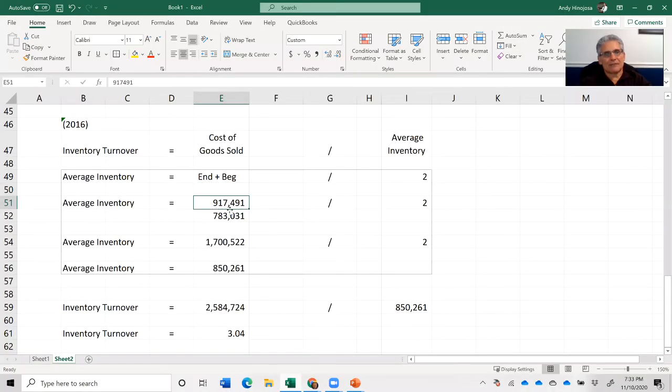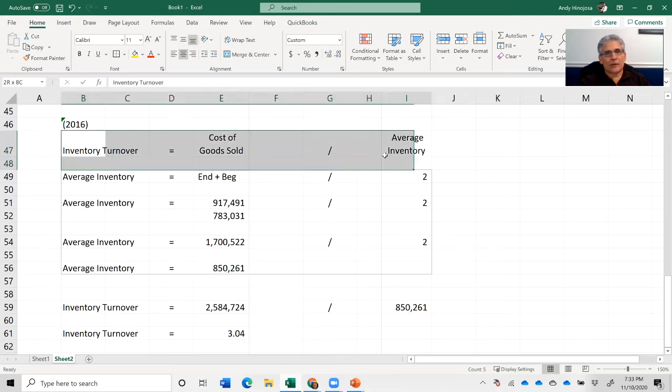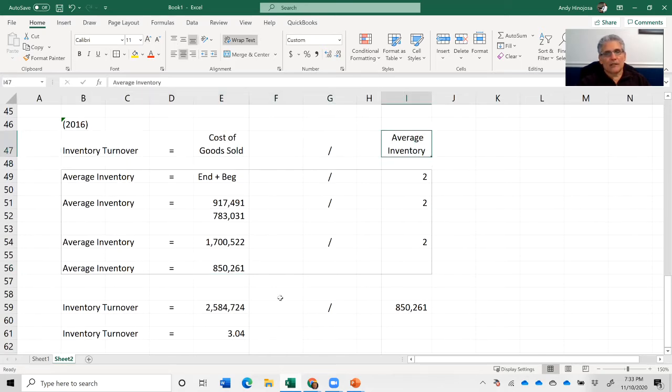So 917,491, 783,031. We're going to add those two together, and that comes up to 1,700,522. That is going to be divided by 2, and that gives us 850,261. So that becomes our average inventory. From here, we're going to go back to the original formula. We've just figured out what goes here, which we'll plug in here. This is the 850,261. We just computed it, and that goes here, average inventory.